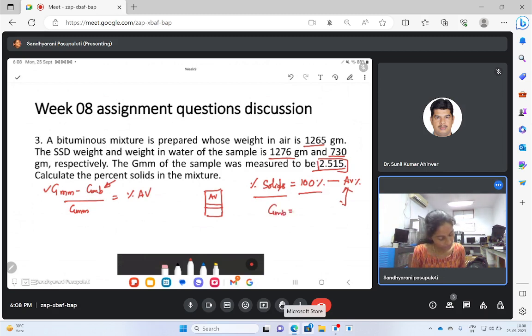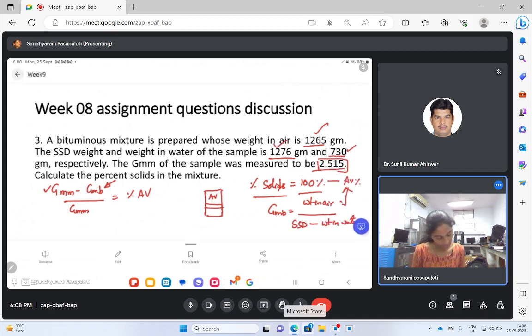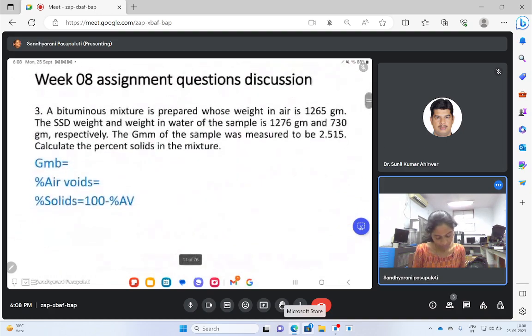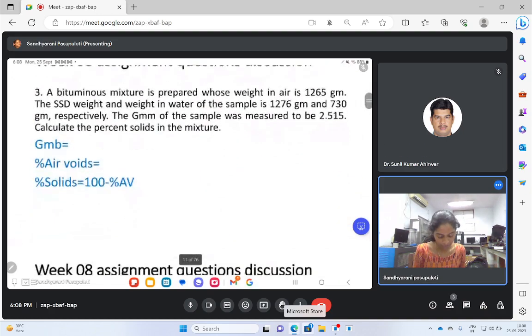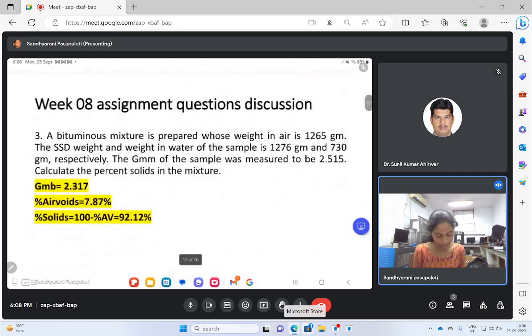We know GMB equals weight in air divided by SSD weight minus weight in water. They have given the weight in air, the SSD weight, and the weight in water. So if we substitute, we will get the GMB value. Once you get the GMB, you can substitute and get air voids as 7.87%.